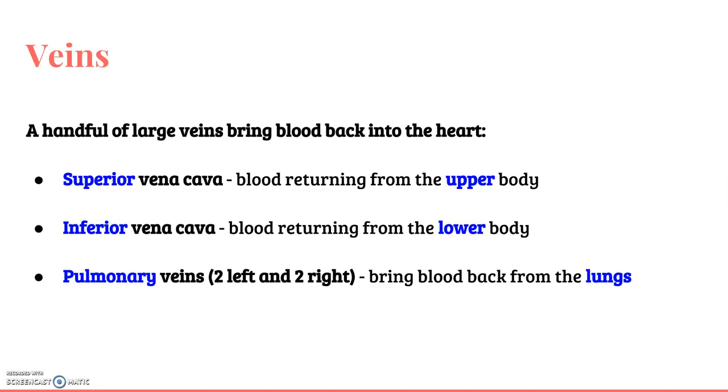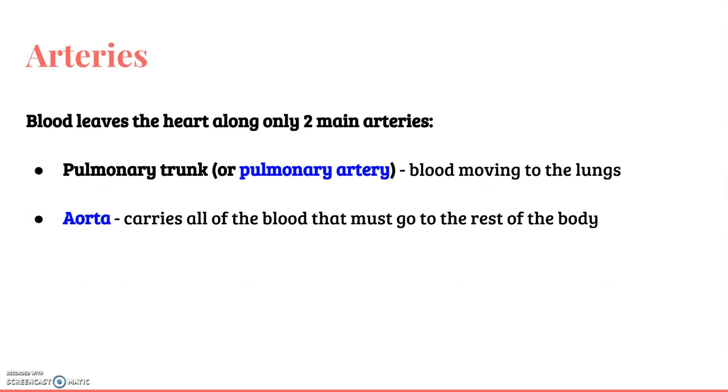And then you also have pulmonary veins. Pulmonary veins, of which you have at least 2 left and 2 right, bring blood back from the lungs into the heart. And then, as we said, arteries push blood out away from the heart. So arteries, you have the pulmonary artery, which is moving the blood out of the heart into the lungs. And then you have your aorta. The aorta branches from the top of the heart, and all the blood that must go to the rest of your body comes through the aorta.